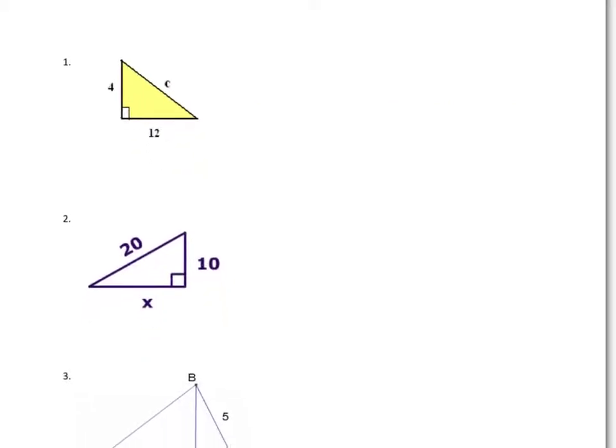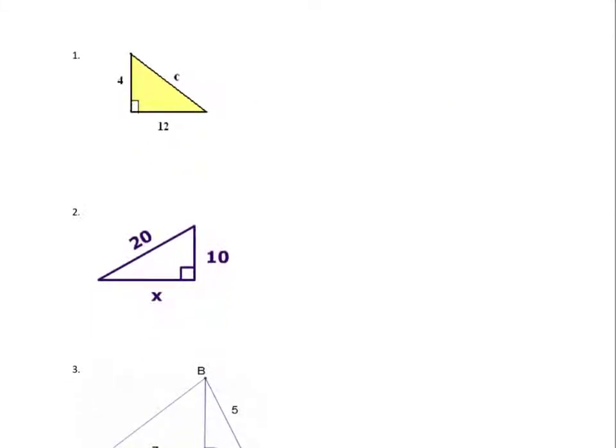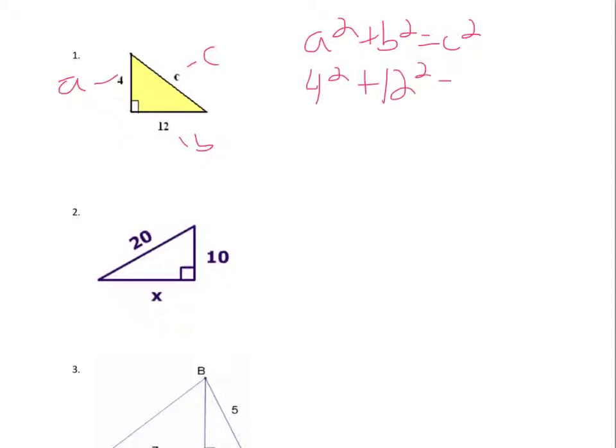So most simple one right here up top, we've got our A and our B and obviously C. Okay, so we're going to use our Pythagorean theorem, A squared plus B squared equals C squared. A is going to be 4, so 4 squared. B is 12, so 12 squared equals C squared. So we have 16 plus 144 equals C squared, right? And 16 plus 144 is 160. So 160 is C squared.